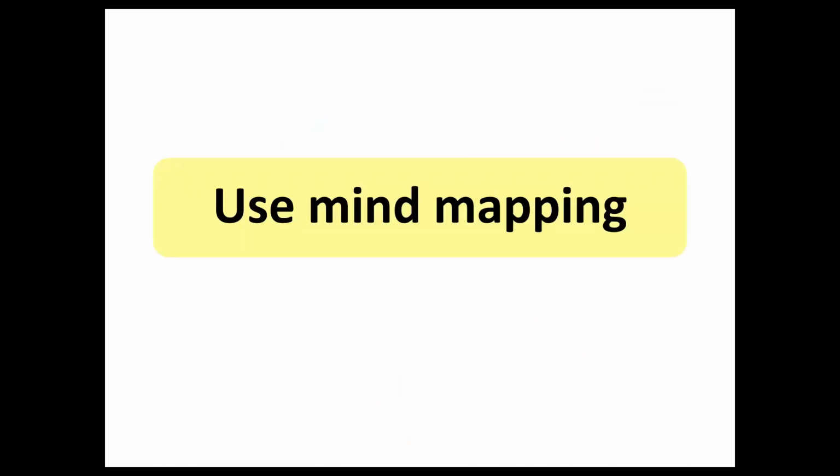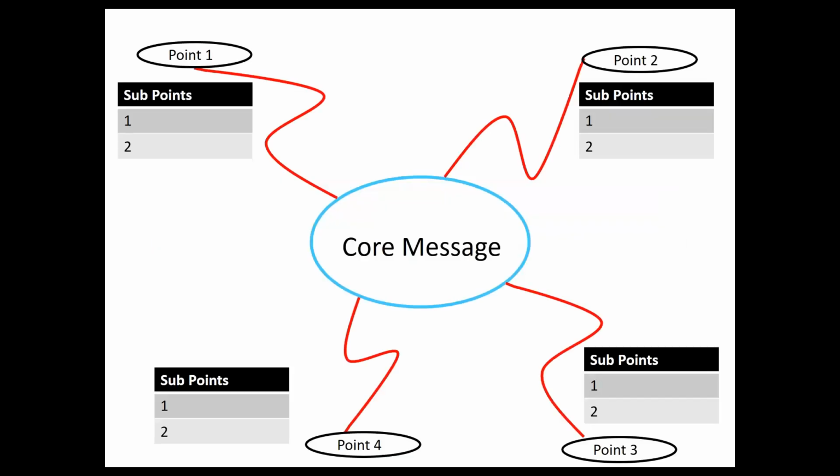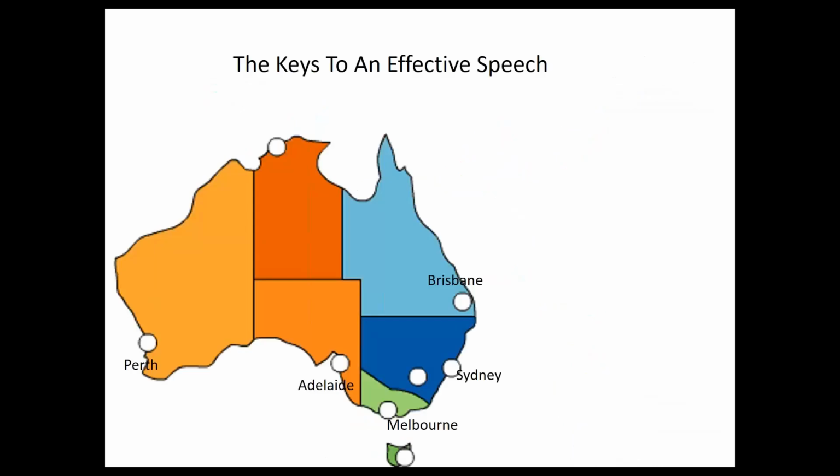So I'm talking about mind mapping. Core message, 1, 2, 3, maybe 4 points. Have your sub-points for each point. Those sub-points could be a story, and then that's all you need. You can use some other models for mind mapping. You can use a map of Australia, for example.